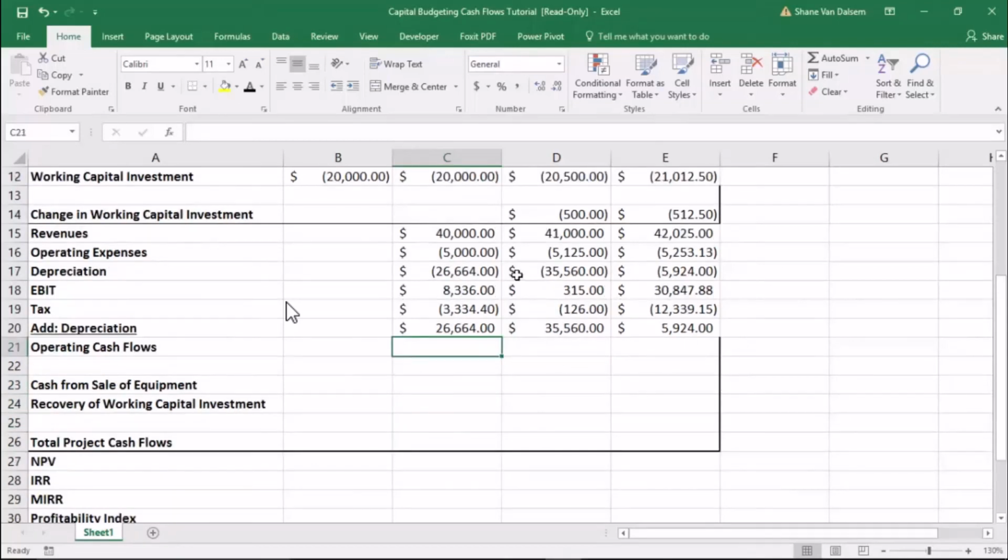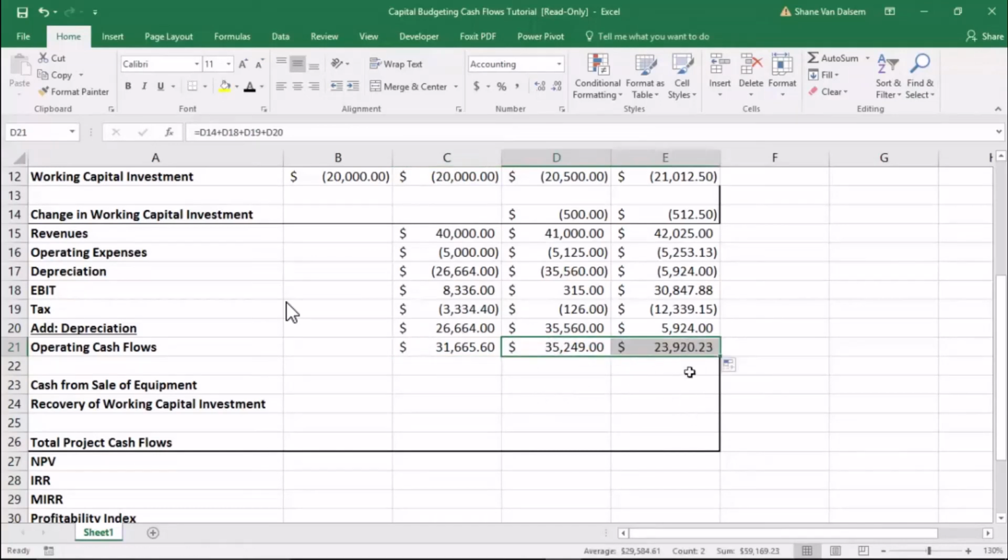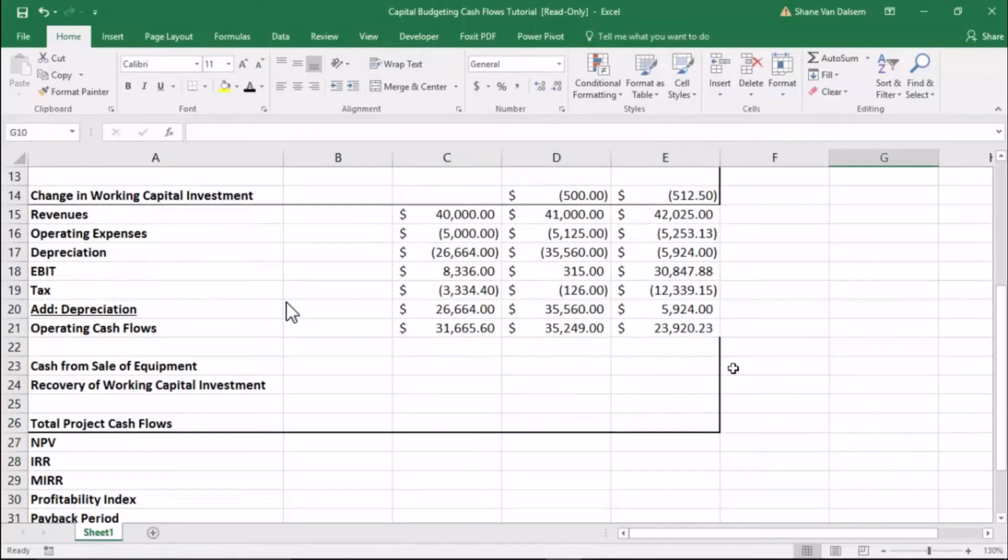So after we add back depreciation, we calculate our operating cash flows as our change in working capital plus the EBIT. Subtract out the tax, but it's negative on here, so we use a plus sign, plus the depreciation. So change in working capital investment plus EBIT plus tax plus the adding back depreciation. And for year 1, we get a cash flow of $31,665. For year 2, we get a cash flow of $35,249. And in year 3, we get a cash flow of $23,920.23. So the next step is to determine what the cash from the sale of the equipment is.